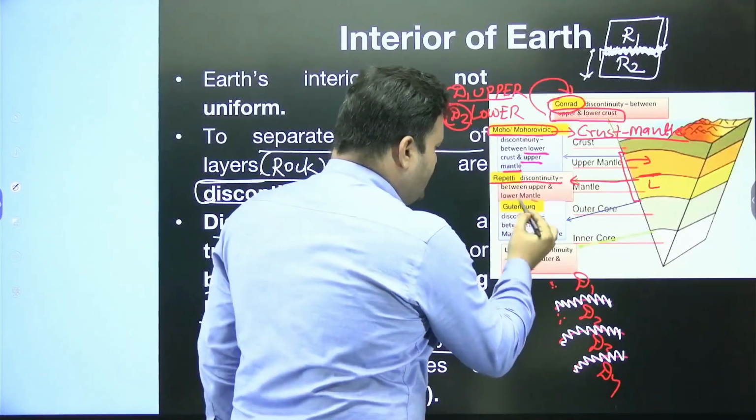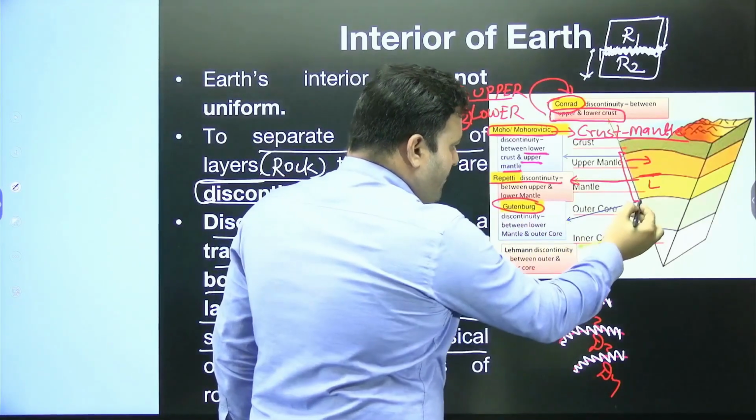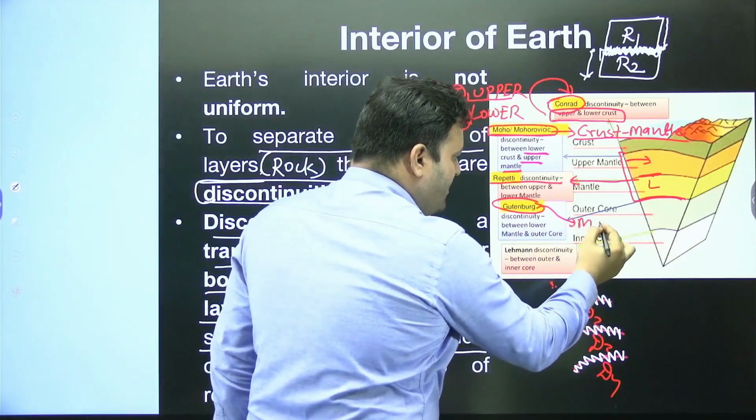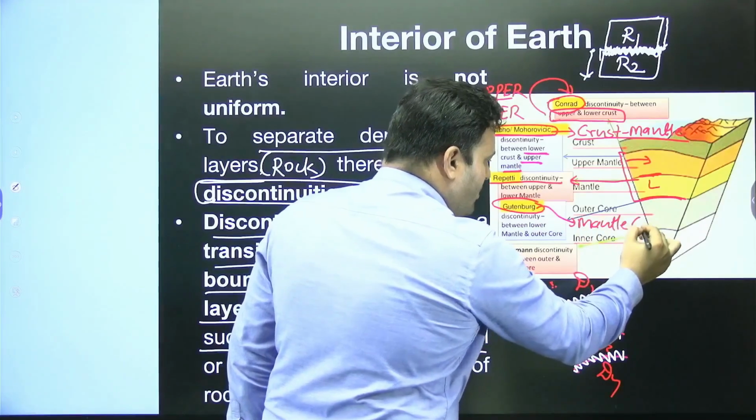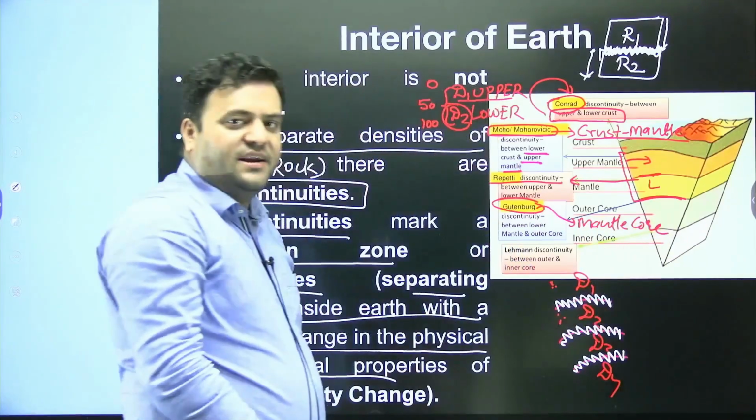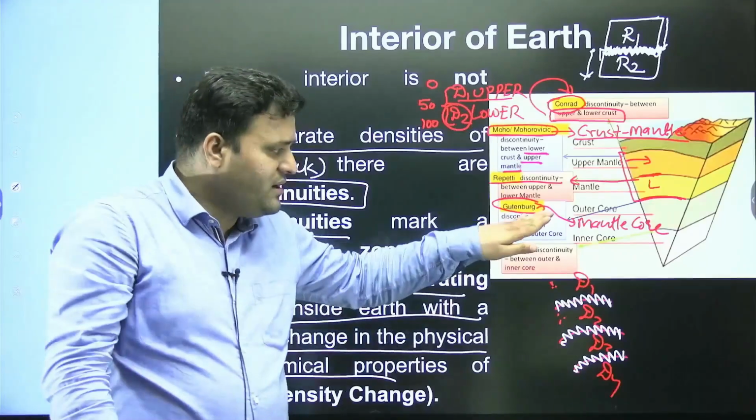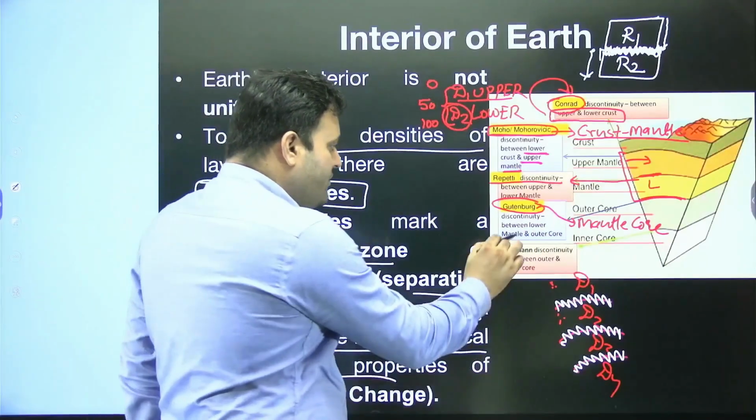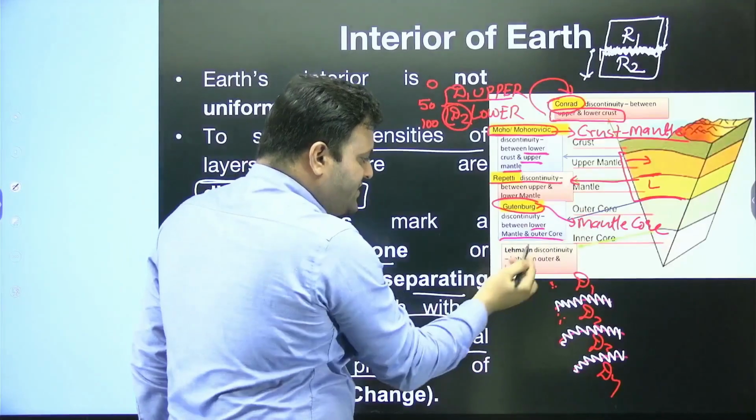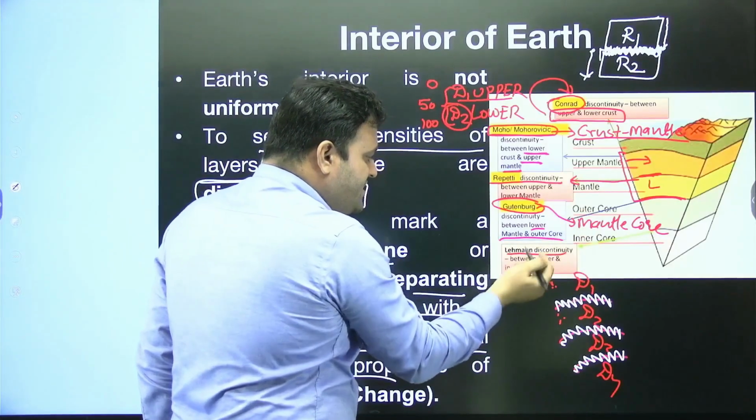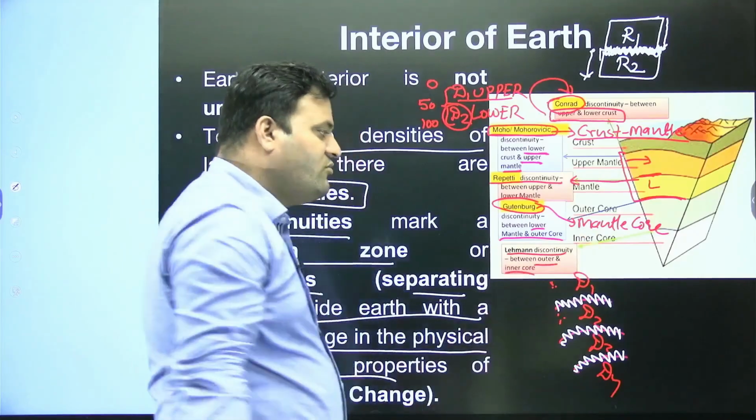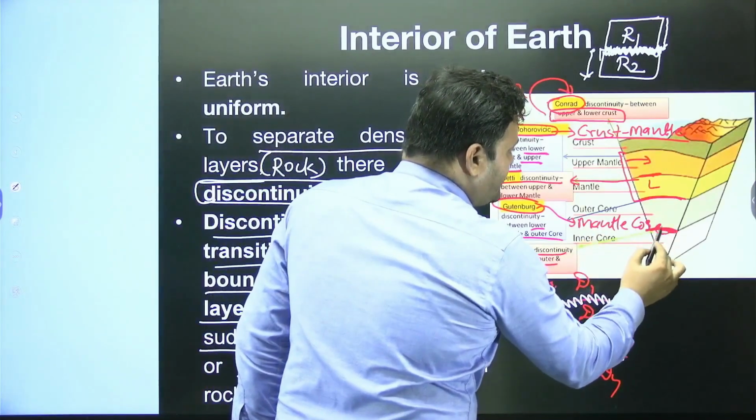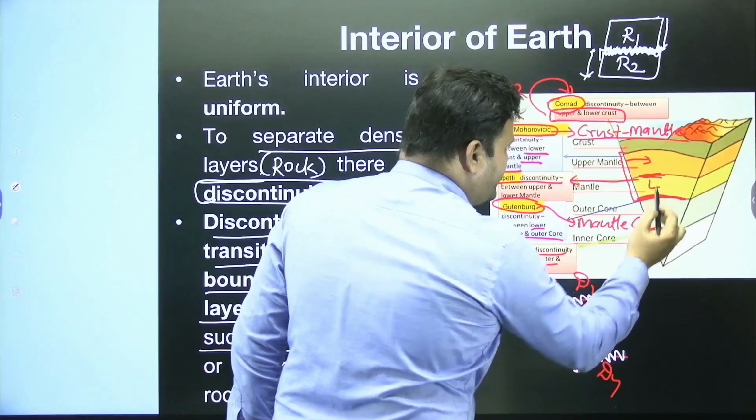Gutenberg discontinuity is a discontinuity between mantle and core. So this is the discontinuity between mantle and core, or in other words, between lower mantle and outer core. Lehmann discontinuity is there, and this Lehmann discontinuity is the discontinuity between outer core and inner core. All these discontinuities are actually separating the different densities of rocks.